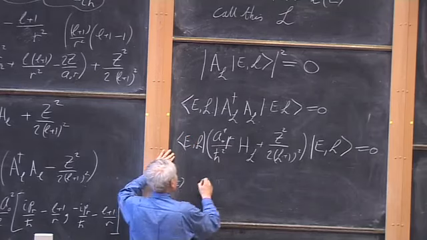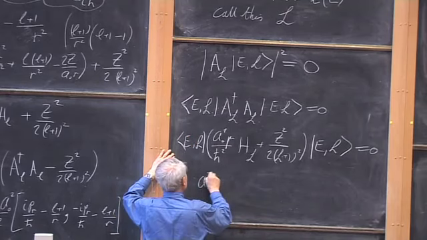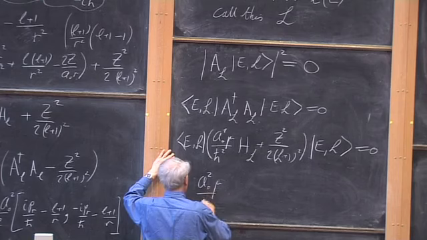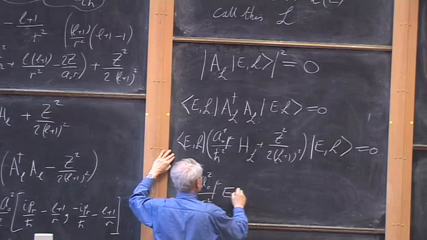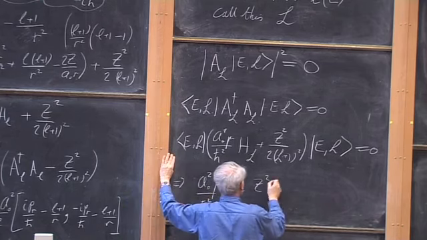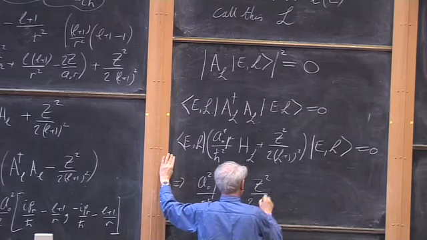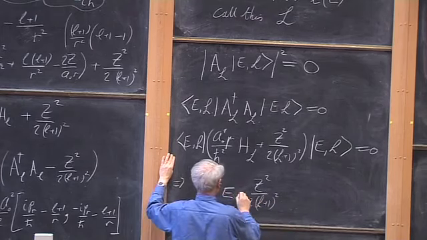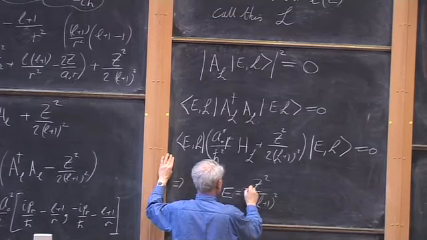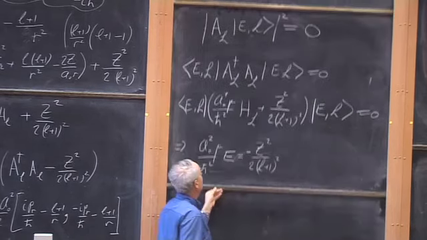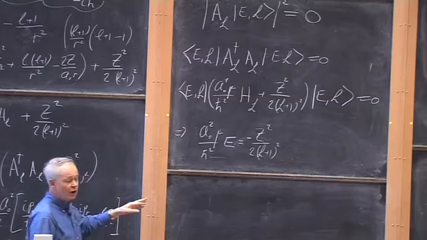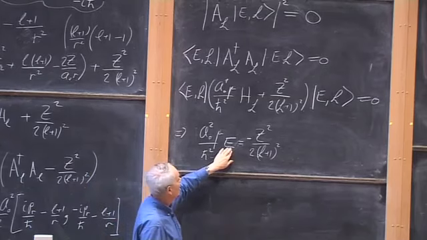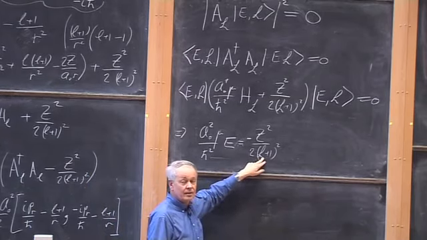So this implies that a naught squared mu over h bar squared (E plus Z squared over 2 (L plus 1) squared) is nothing, or perhaps I should write this as equals minus. So what have we done? We've got a relationship between the energy and the maximum allowed angular momentum.